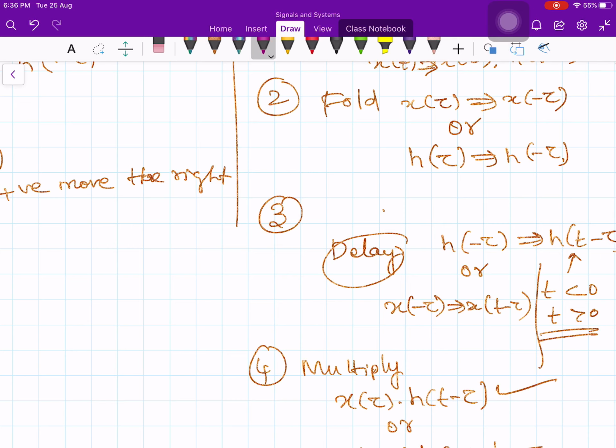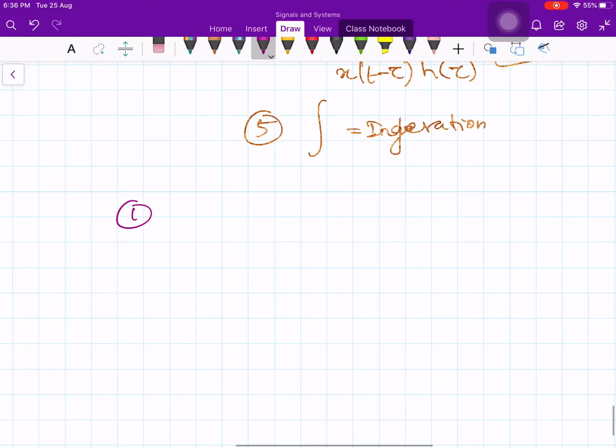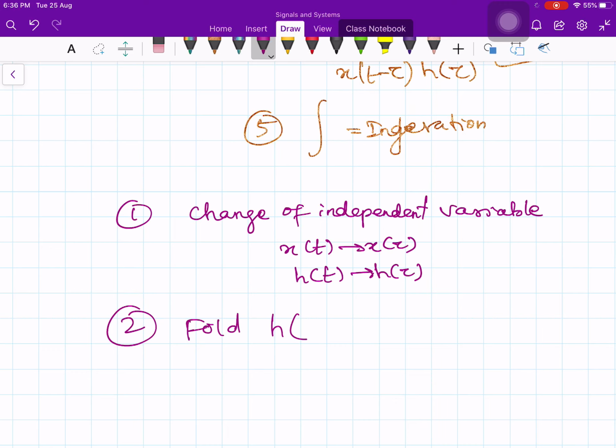So let me summarize here. The first point is change of independent variables, that is x of t to x of tau, h of t to h of tau. Second step is fold. Let us take only h of minus tau. And the third step is shift. H of minus tau becomes h of t minus tau.